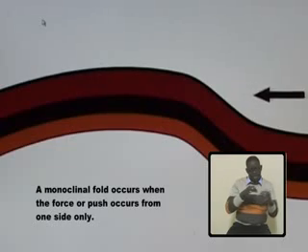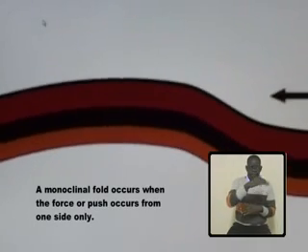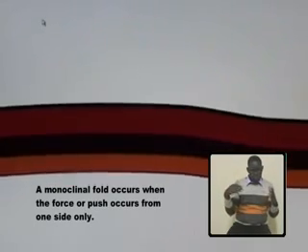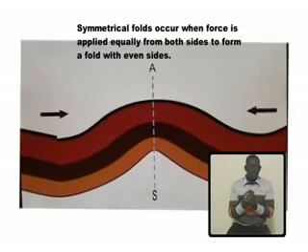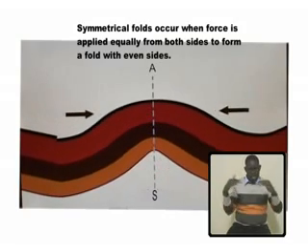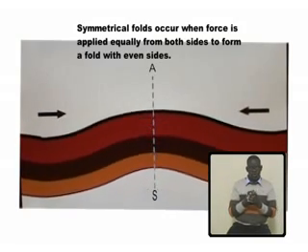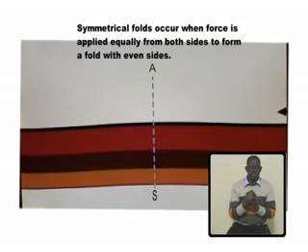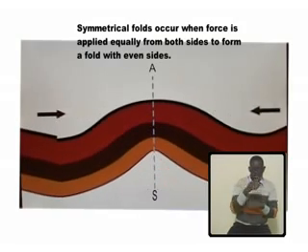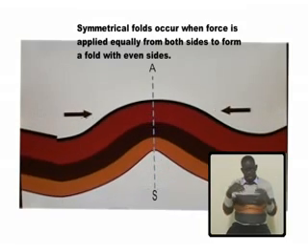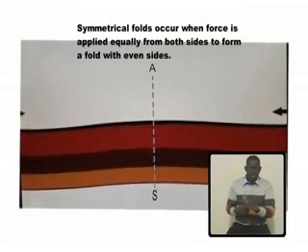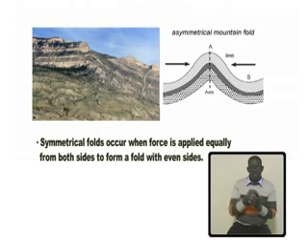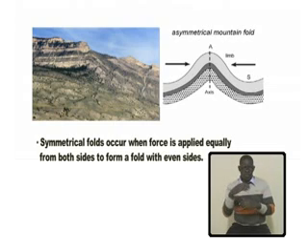Okay, sorry. A monoclinal fold occurs when the force or push occurs from one side only. Symmetrical folds occur when force is applied equally from both sides to form a fold with even sides. The top of the fold, A, is called the anticline, and the bottom, S, is the syncline. This is where we can show those other pictures of yours. Yes, that one. There are 2 kinds of symmetrical folds.